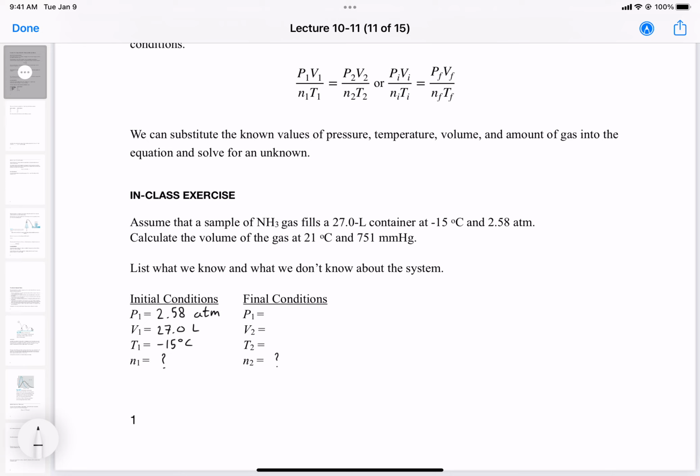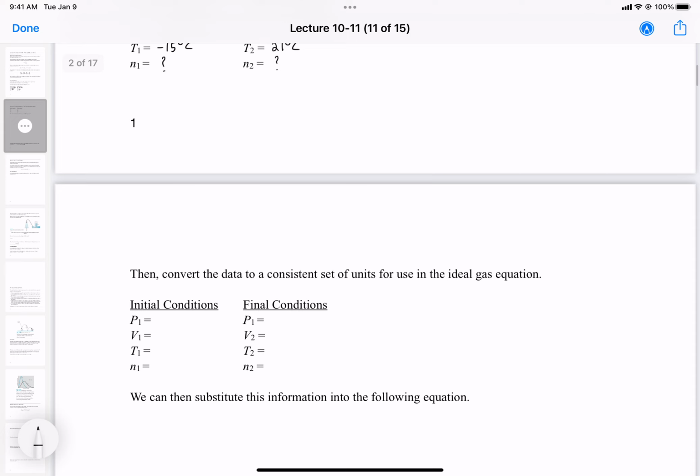And then here, this should be P2. For P2, we have 751 millimeters of mercury. V2, we do not know, but we know temperature 2 is raised to 21 degrees Celsius. So we have three unknowns in this equation. That's where we are now, but before we begin, let's convert to consistent units.